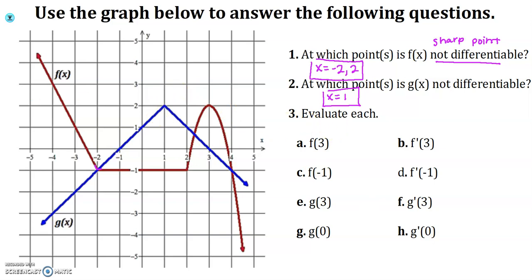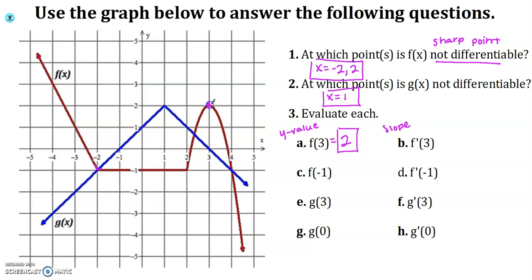Okay. Now to evaluate these. Okay. For f of 3, this is just the point. So I'm going to go to 3. I'm going to go up to the graph. This point right here is x is 3, y is 2. So my answer is just 2. Okay, when it's just f of 3, our answer is always going to be the y value. Okay, when it's prime, our answer is always going to be the slope.